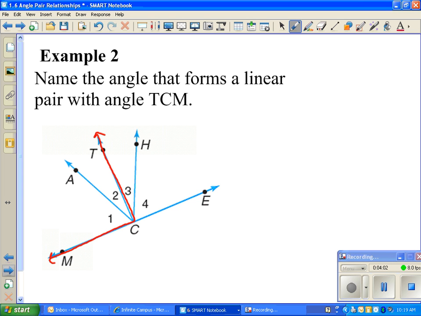Okay, she says TCE. Anybody have a different one? Why do you think that is it? Because TC makes a straight line. Okay, TCE makes a straight line. What else? It has a common vertex, and it shares a side. So she's right. So angle TCE. All right, linear pairs have to have the common side, the common vertex, and make a straight line.